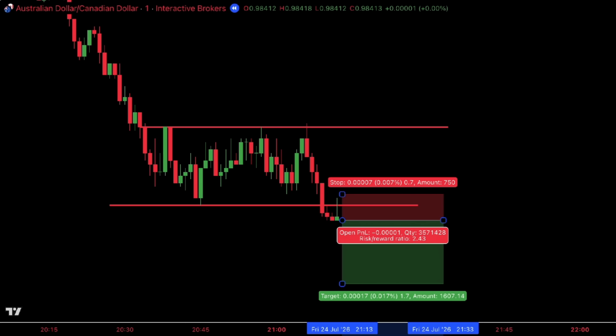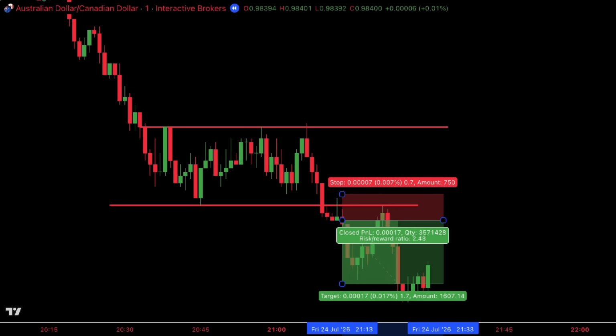We place our sell entry at the close of the bearish pin bar, set our stop loss just above its high, and target the next support level. As you can see, sellers regain control, the market resumes its downward momentum, and the price reaches our target exactly as expected. That brings us to the end of this video.